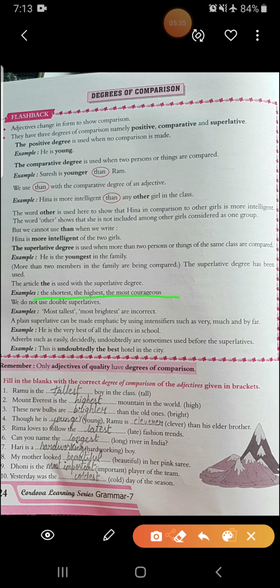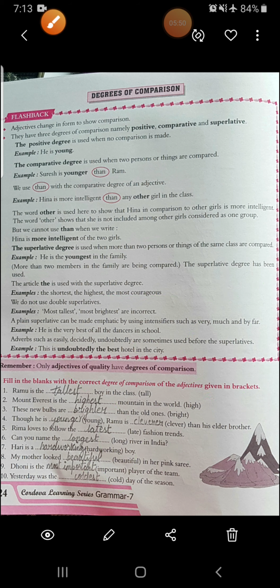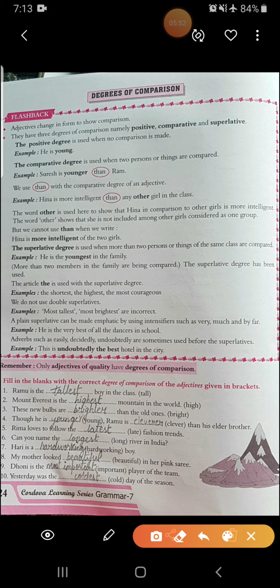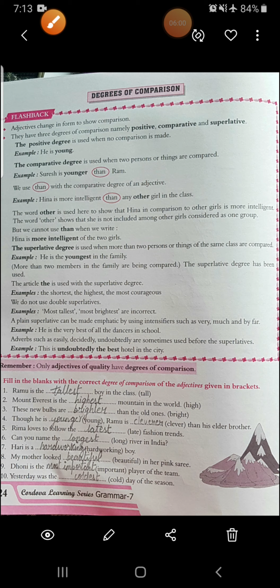We do not use double superlatives. We never use double superlatives. Most is a superlative degree. So if we are writing most tallest, it is wrong. We can't use two superlatives together. See this: most tallest, most brightest are incorrect. They are not correct.